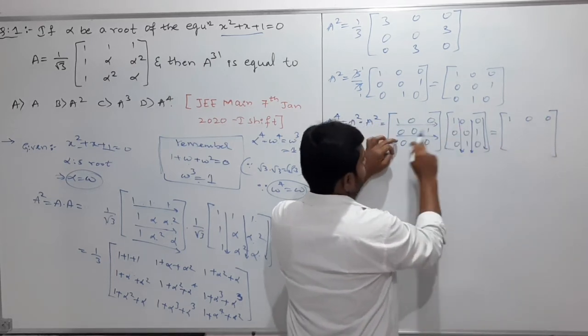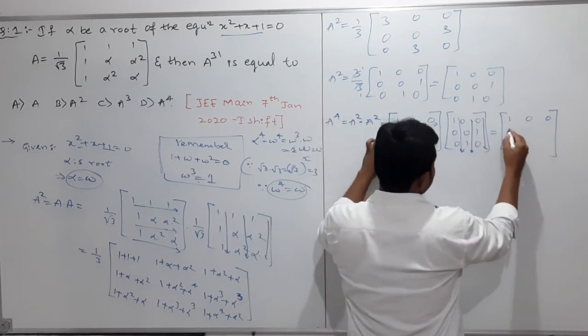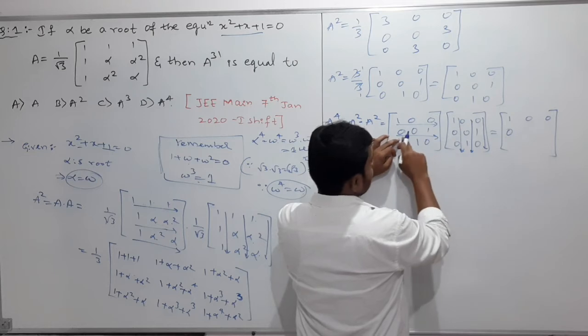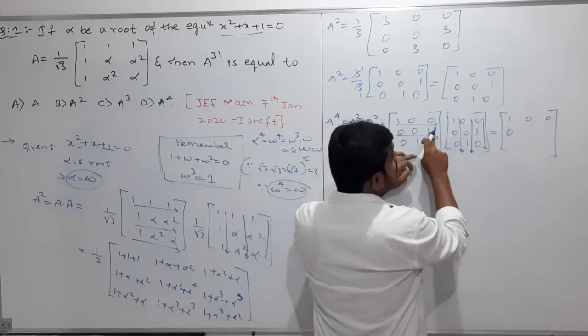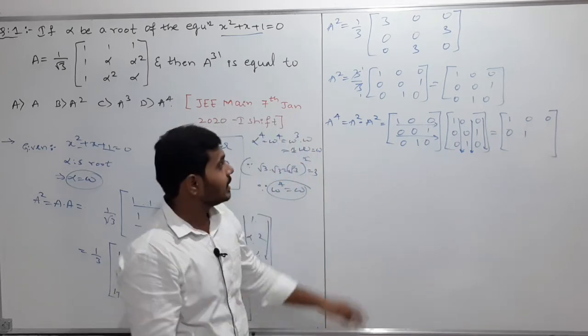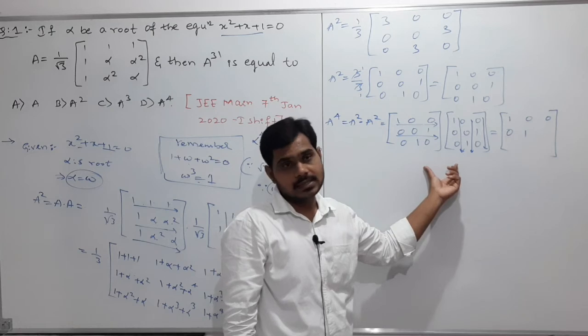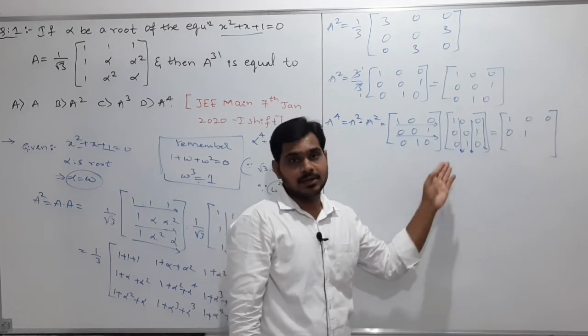Next, second row first column: 0 into 0, 0 into 1 is 0, 0, 1 into 0 is 0. Next, second row second column: 0 into 0, 0 into 0, 1 into 1, that is 0 plus 1 is 1. Clear? My dear students, it is just multiplication of these two matrices. You know how to multiply the two matrices, therefore I am writing by multiplying here only.